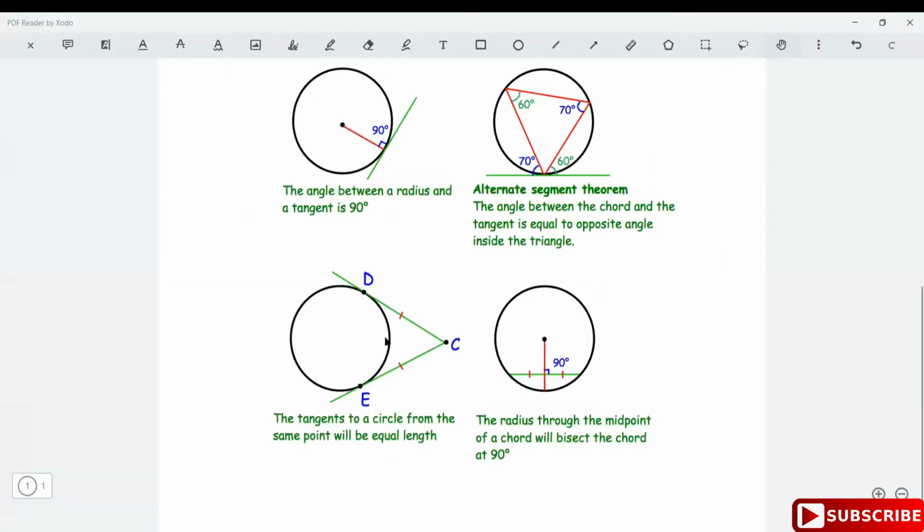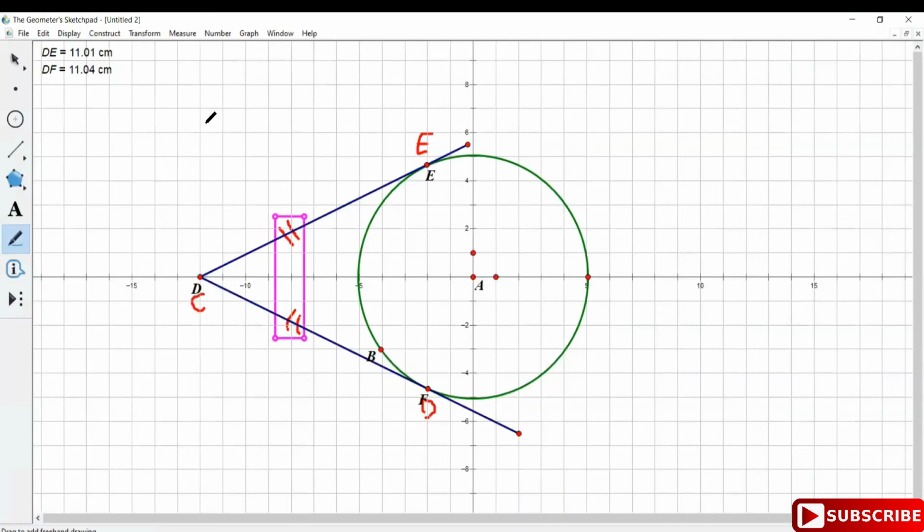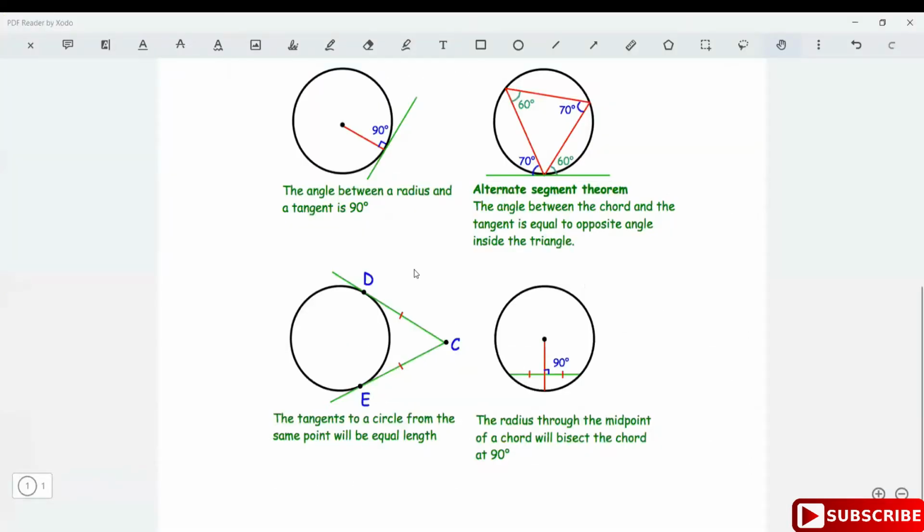All right. This one said the radius through the midpoint of a chord will bisect it at 90 degrees. And there's one more rule that we need to remember, which is that two tangents drawn from a single external point and two radii will always form a cyclic quadrilateral. And that's all the rules of circle theorems.